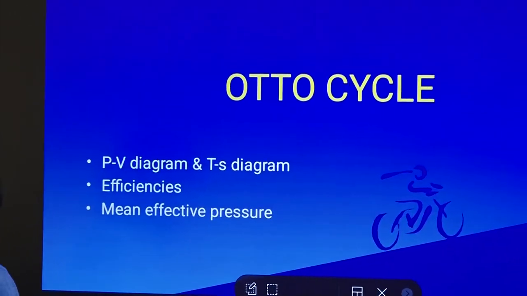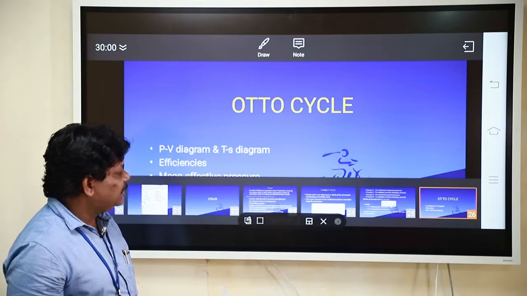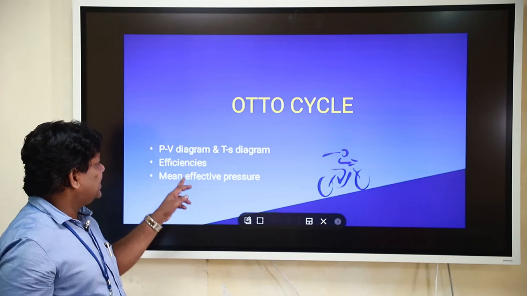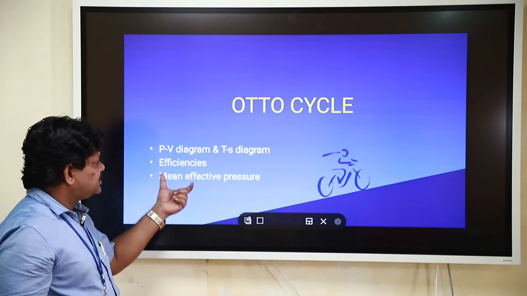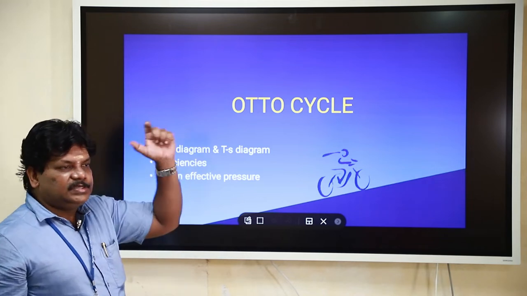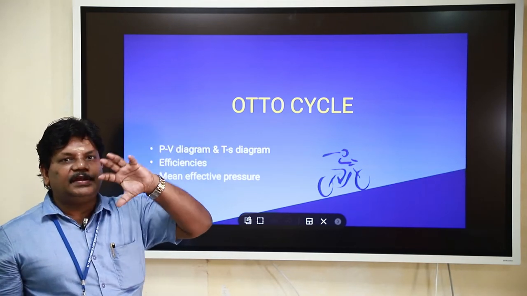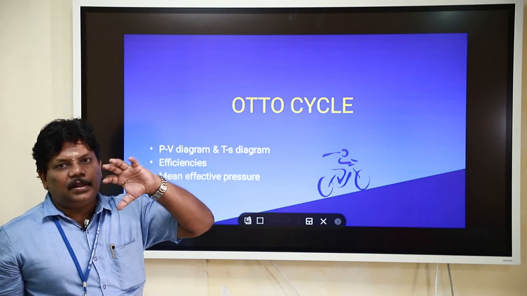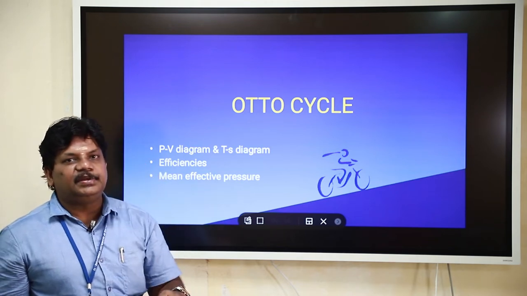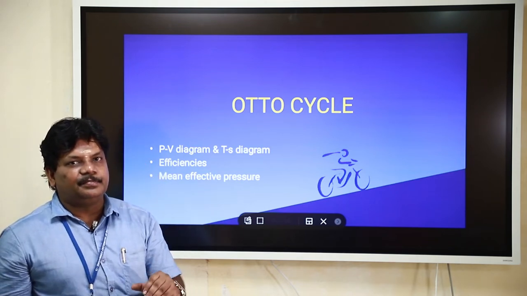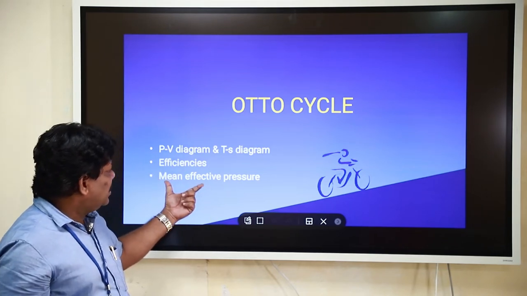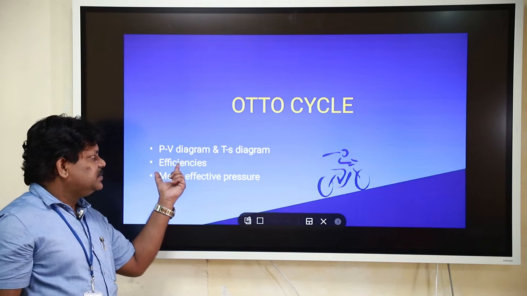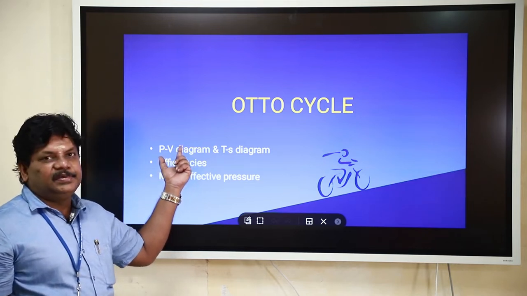Okay, now we can go to the Otto cycle. In the Otto cycle you can see the PV diagram and TS diagram, and the efficiencies and then the mean effective pressure. I told you initially how you can write this mean effective pressure in terms of bar. You are getting some questions on this mean effective pressure, efficiencies and these PVT relations.